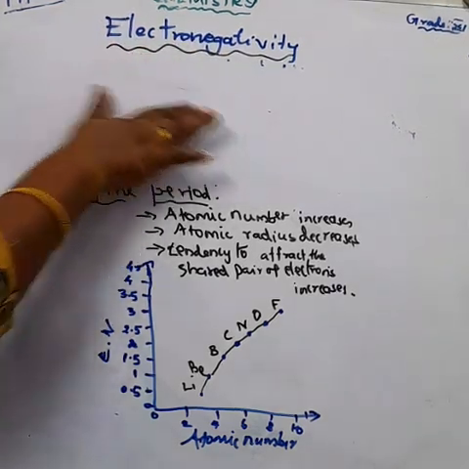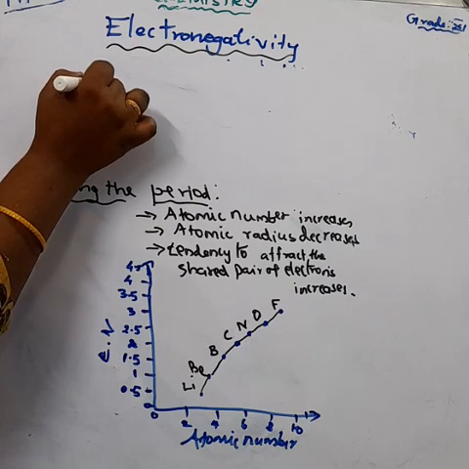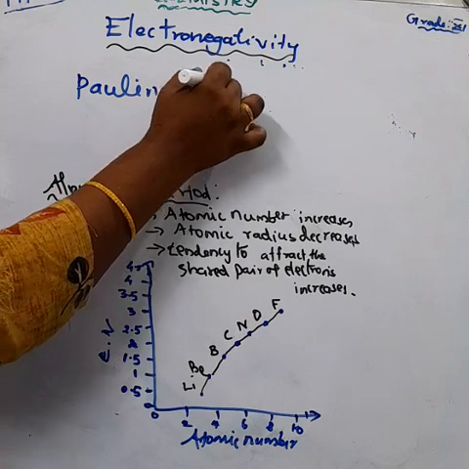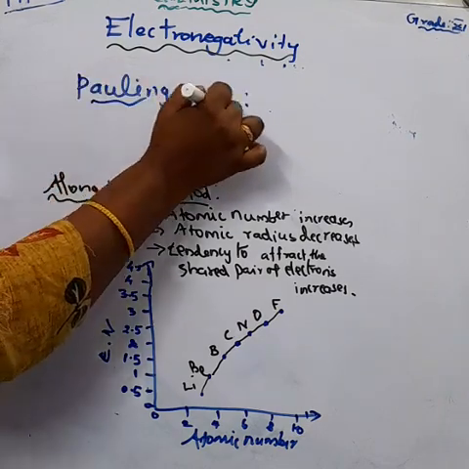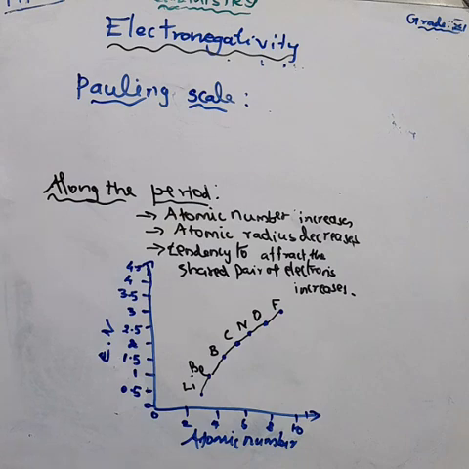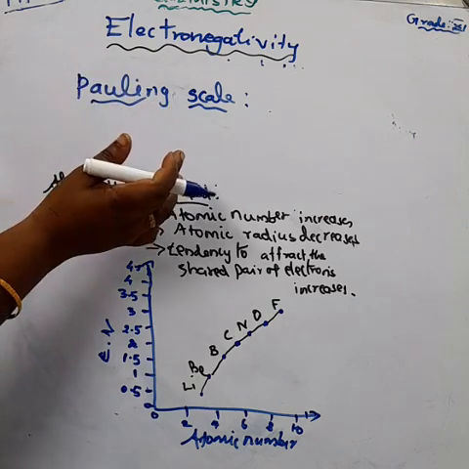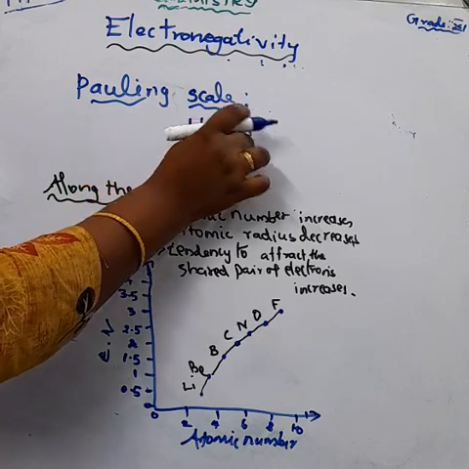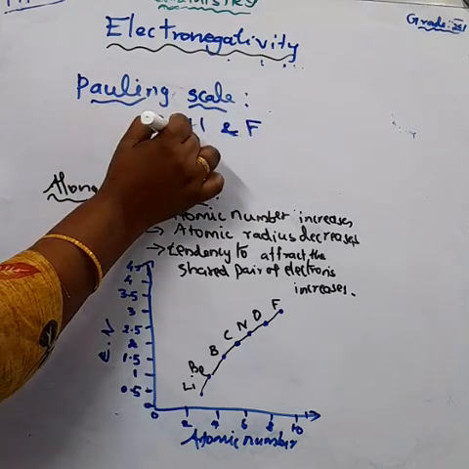Pauling assigned arbitrary values, only approximate values, which we call the Pauling scale. Only approximate electronegativity values are given, not exact values. On the Pauling scale, taking hydrogen and fluorine, the electronegativity of hydrogen is 2.1 and fluorine is 4.